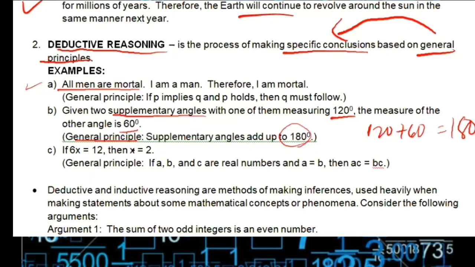Letter C. If 6x is equal to 12, then x is equal to 2. 6x equals 12, general equation, before you give specific example or value for x. So that's why it's deductive.